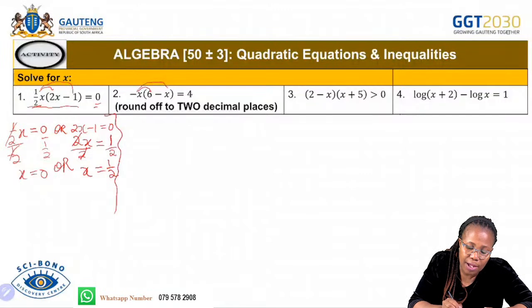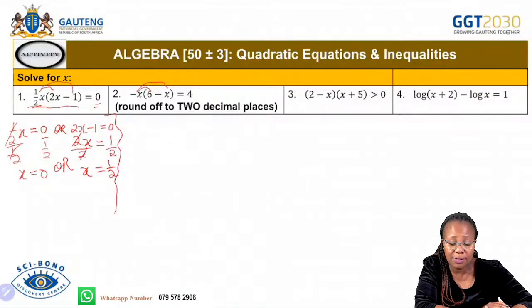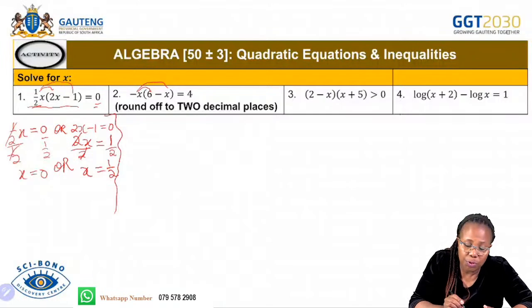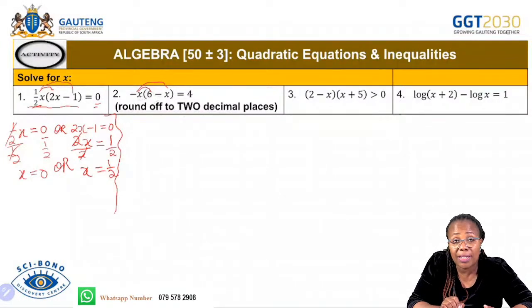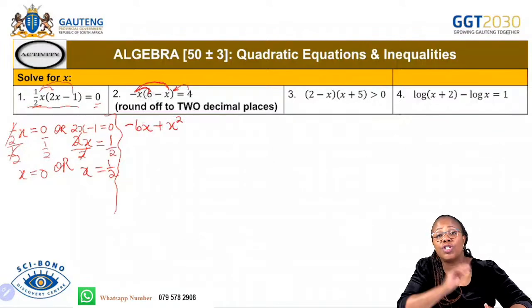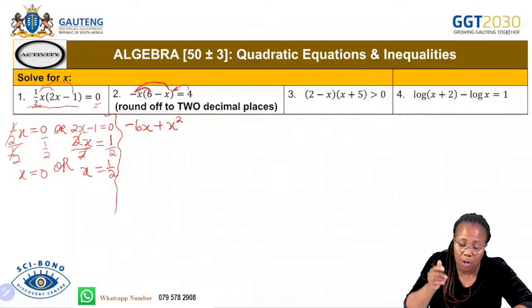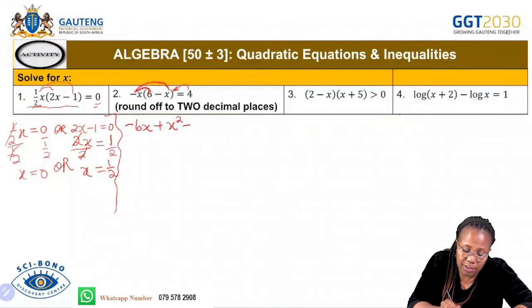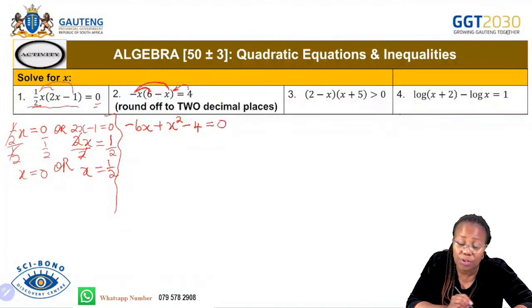To multiply your bracket, distributive law of multiplication. So we are going to distribute this minus x into the bracket in each term in the bracket. So it will be minus x multiplied by 6, which is minus 6x. Minus x multiplied by minus x, that is a positive x squared. And then we transpose 4 to the left, because when you solve quadratic equations, your right-hand side must always be 0. And then transpose a 4, it will be minus 4 equals to 0.